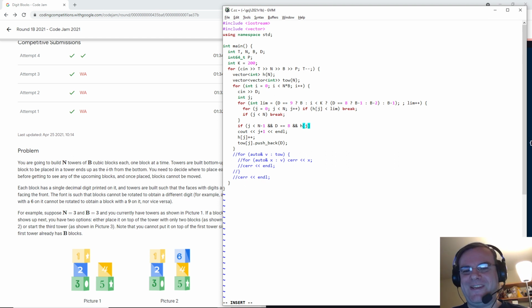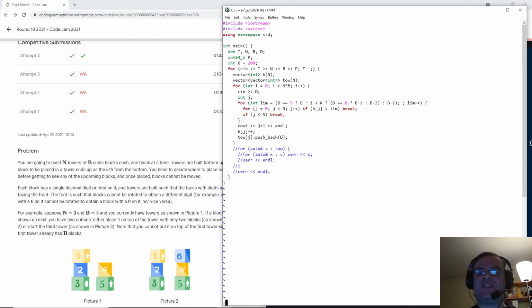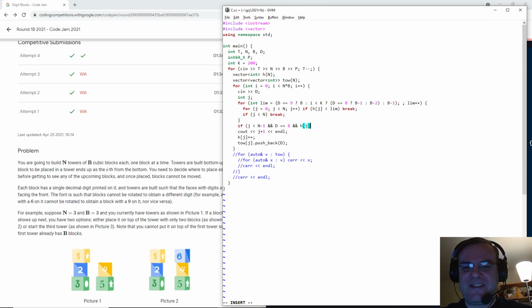Okay, it worked. What I was doing was adding a special case to make sure that I don't cover up a B minus 1 tower. In fact, why don't I just do that?